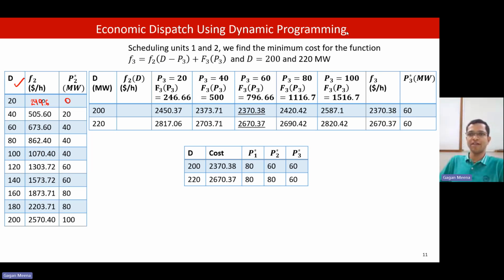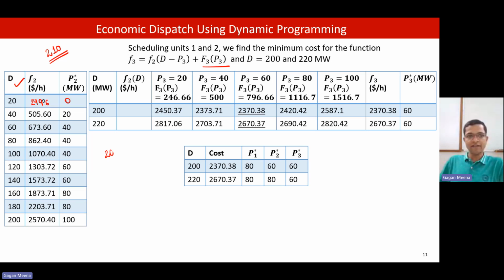Now if we add unit 3, then what are we getting here? We know F2 we have already calculated. F3, P3. If P3 is something, then P1 plus P2 will be demand minus P3. Now, our question was we need to calculate the economic dispatch for a demand of 210. Because we already know all these combination values, we can directly calculate. This is the last stage.